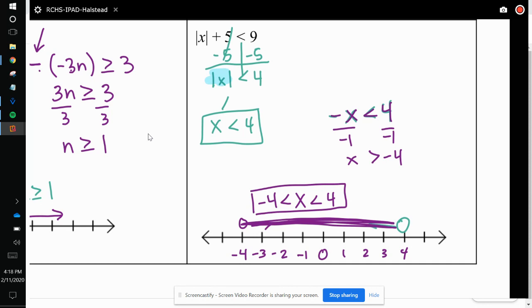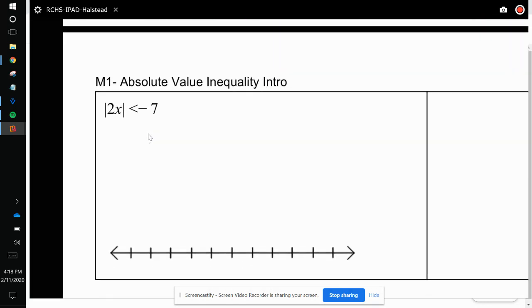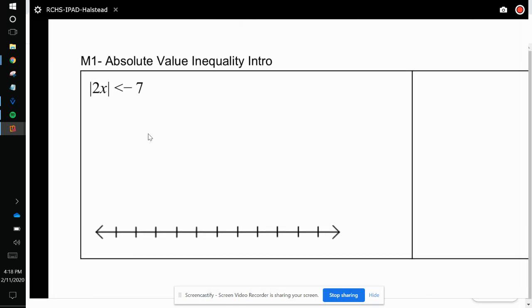All right, last one. The absolute value of 2x is less than -7. Well, because we have the absolute value by itself and you can't take the absolute value and get a negative number, this is no solution. So what kind of numbers could I plug in for x? Nothing to get a negative. And that's it for today.